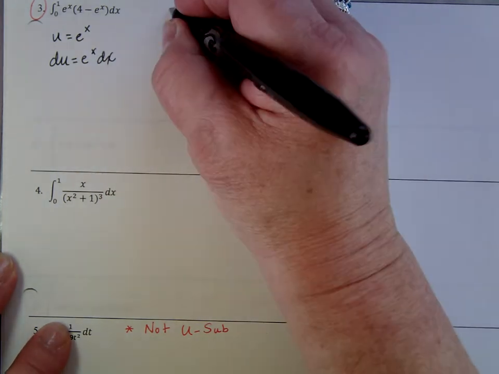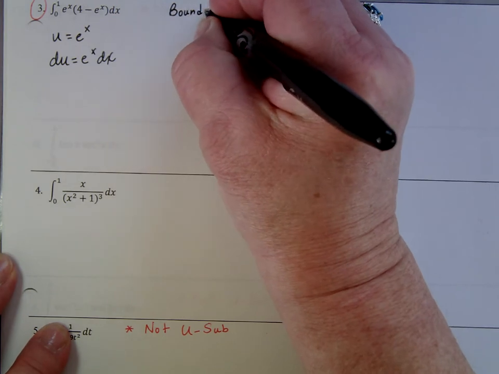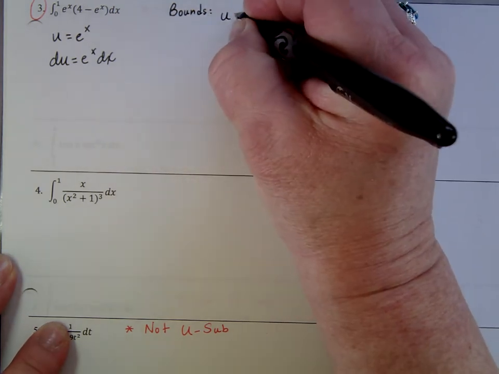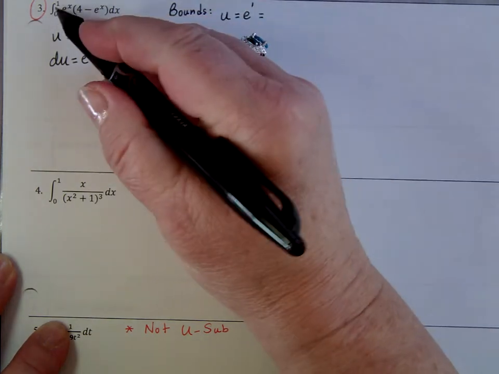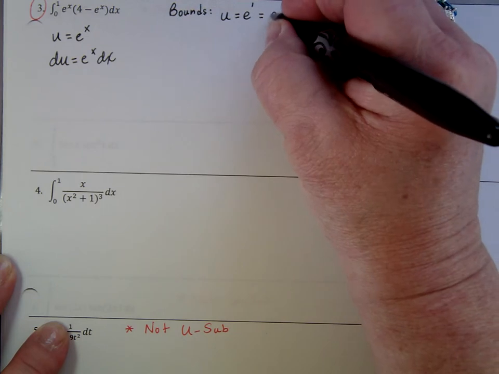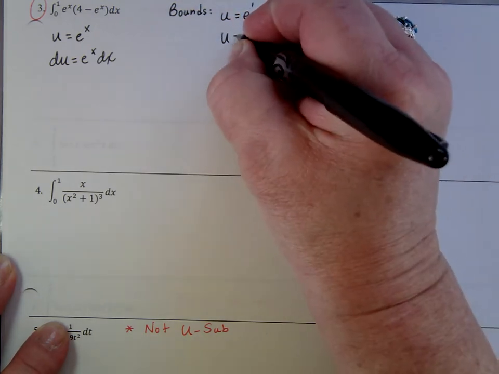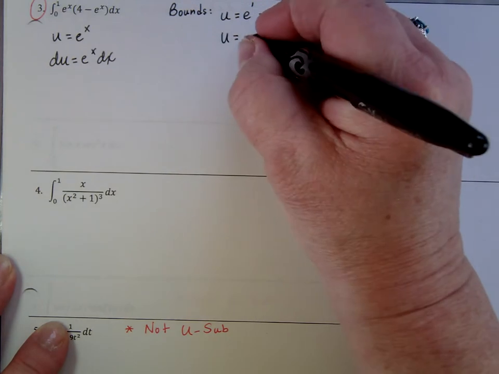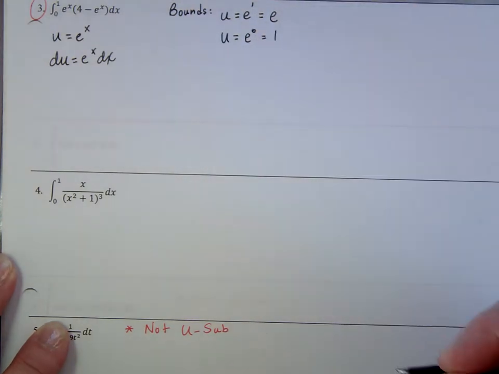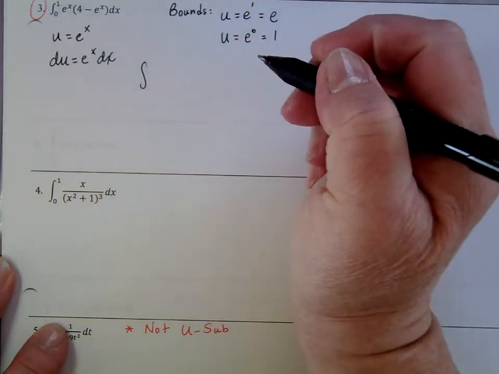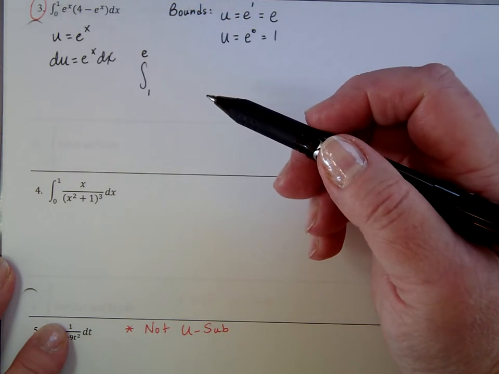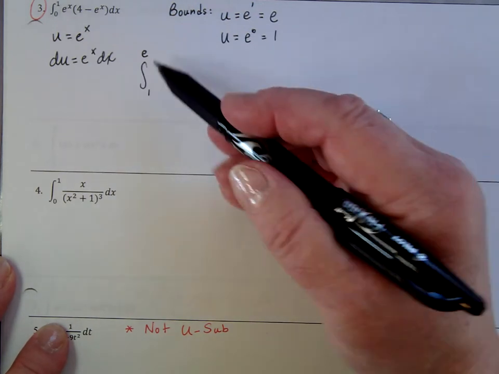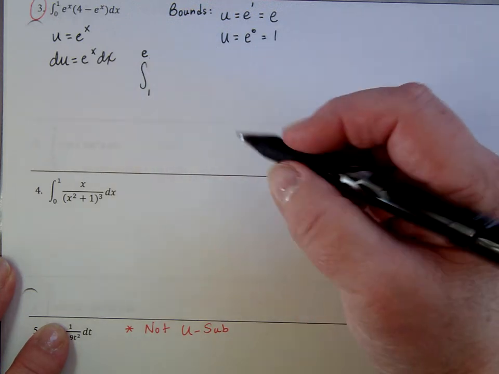All right, then I got to think about the bounds, right? Because this is now a definite integral. And if u is e to the x, then I have e to the first as my upper bound because my upper bound's a 1. E to the first is just e. And if I look at my lower bound is a 0. So I have e to the 0, and that's 1. And now I'm ready to put my integral together. So I have the integral going from 1 to e. And if you remember, e is about 2.718. So that means that the bigger bound is on top, but I don't have to do any changing.